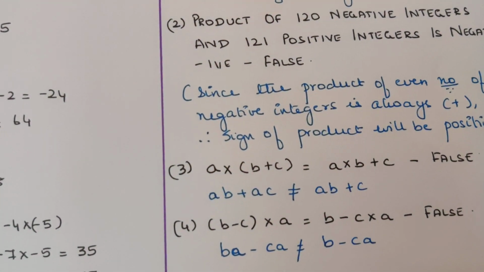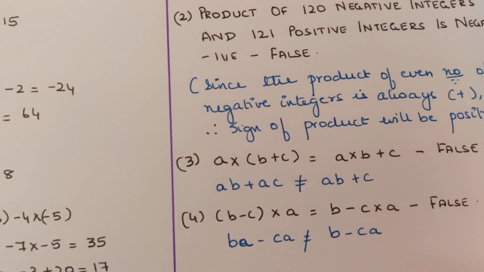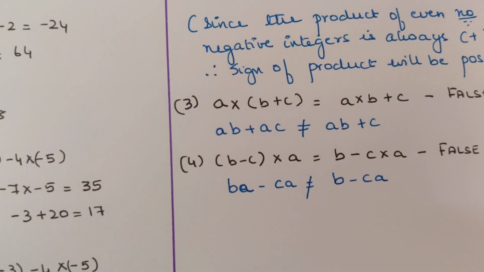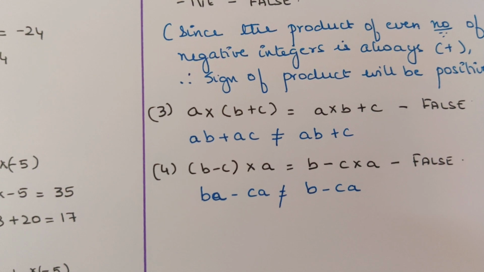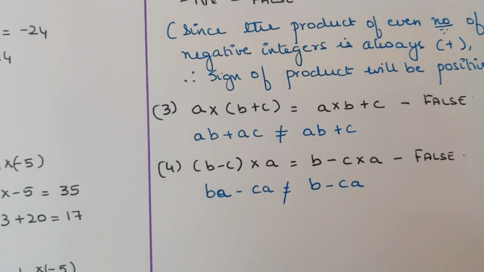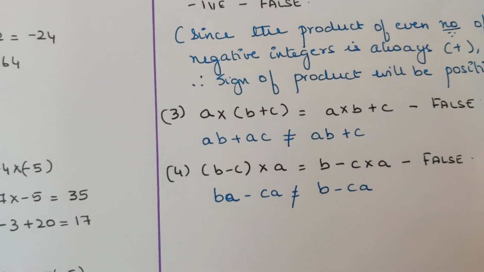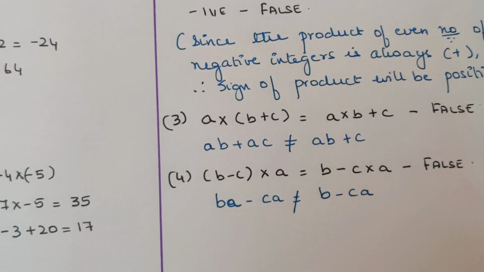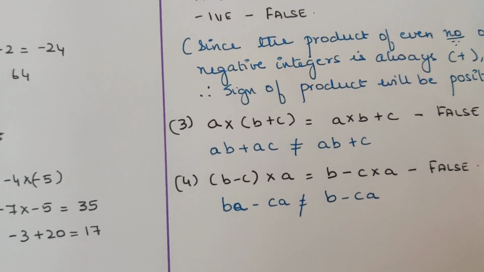Using the BODMAS concept, AB plus AC is not equal to AB plus C. Similarly, the fourth one, B minus C into A is equal to B minus C into A, which is false. BA minus CA is not equal to B minus CA.